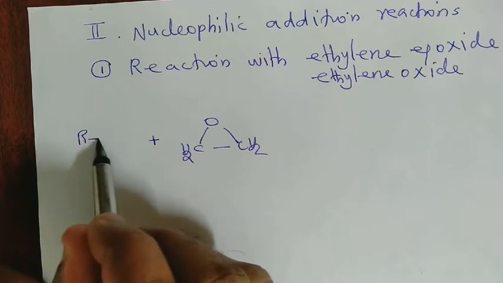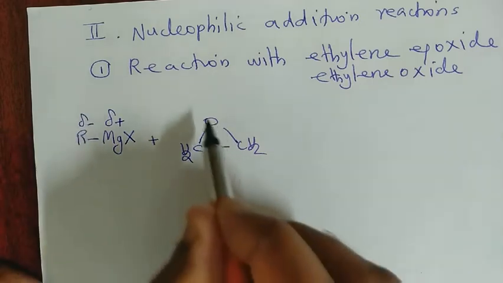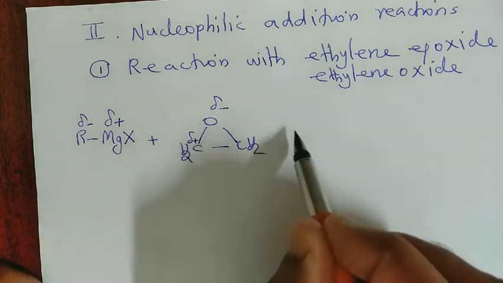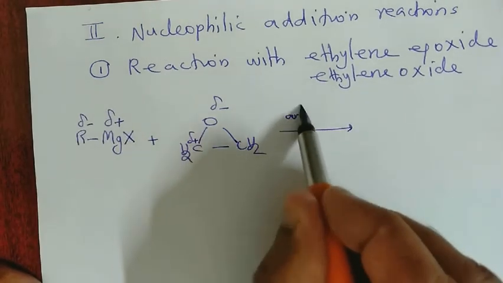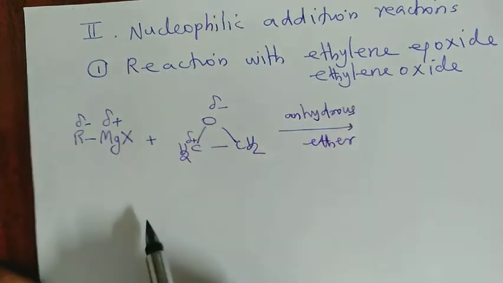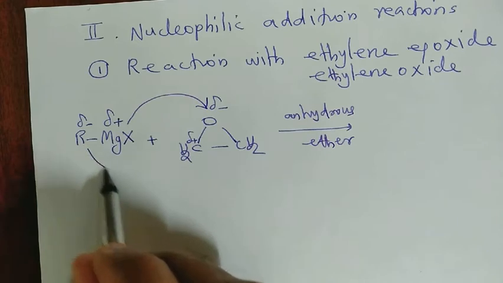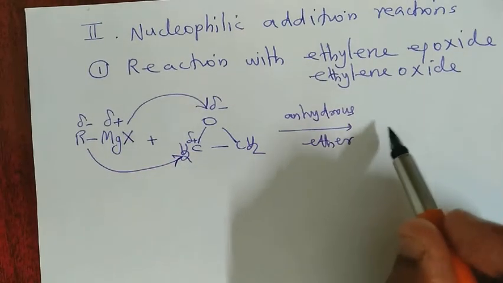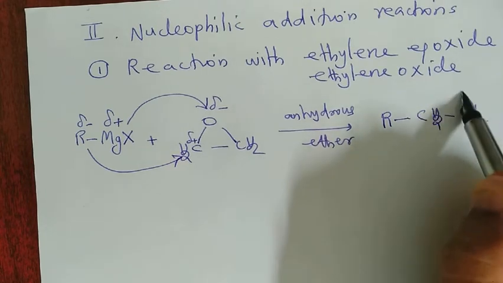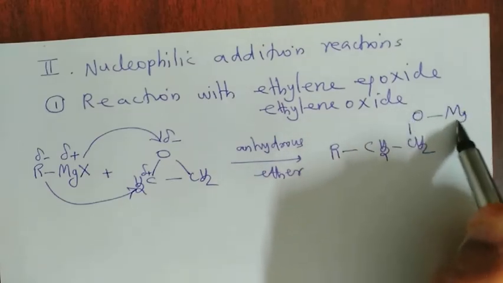Grignard reagents react with ethylene epoxide to form an addition product. This reaction is carried out in anhydrous ether medium. Magnesium is added to oxygen and R is added to the CH2 carbon. So the structure of the addition product is R-CH2-CH2-O-MgX.